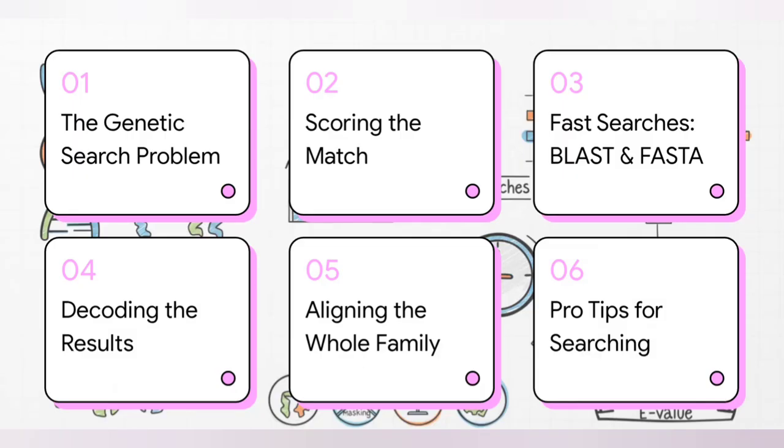So here's our game plan. First, we'll tackle the main challenge, what I call the genetic search problem. Then, we'll figure out how we even score a potential match. After that, we dive into the high-speed tools like BLAST, learn how to make sense of the results, and then zoom out to see how to align a whole family of sequences. And we'll wrap it all up with some pro tips right out of the detective's handbook.